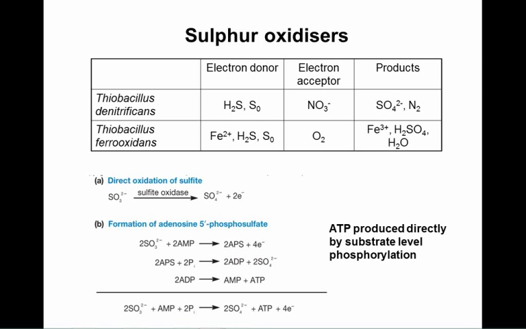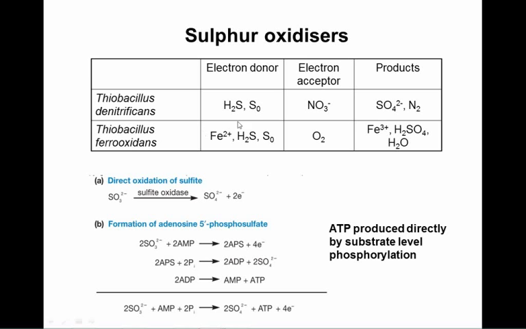Sulfur oxidizers, last group, you'll be glad to hear. Okay, you start off with reduced sulfur compounds, hydrogen sulfide or elemental sulfur. And the electron acceptors can either be nitrate, so this is quite interesting, this one does not necessarily require oxygen, or oxygen, which is perhaps most frequently the case. So Thiobacillus ferrooxidans, good example to remember of a sulfur oxidizer. And it's a problem in old mine workings.